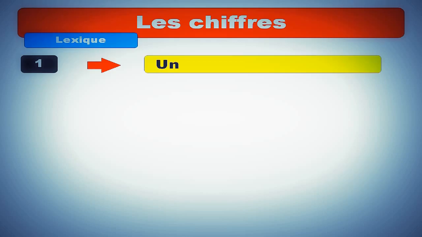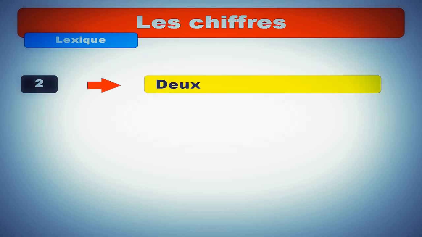So, un. Repeat. Un. Okay? It's quite tricky, this one, because it's nasal, so it's coming in your nose, okay? So it's un. Repeat. Okay. So now, deux. Okay, final X is not pronounced. Okay, deux. Repeat.